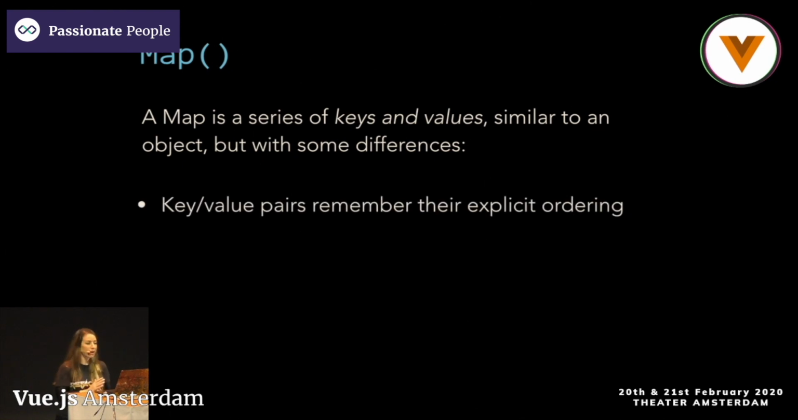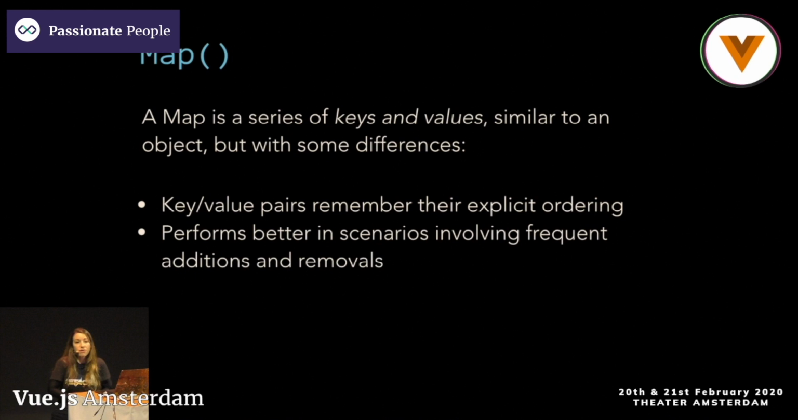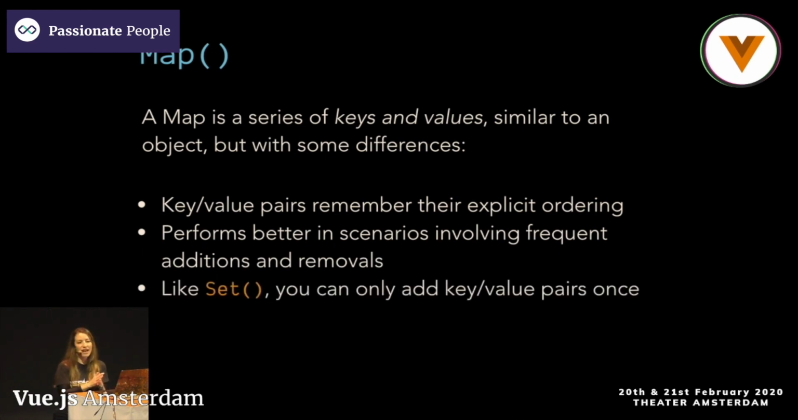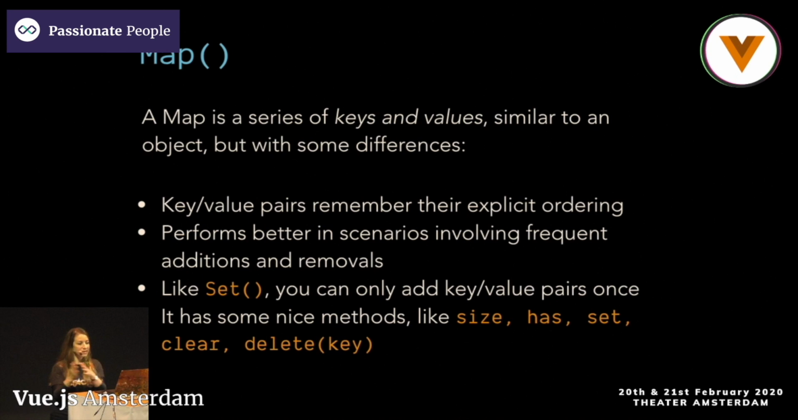Key value pairs, remember, have explicit ordering. They perform better in scenarios where there's frequent additions and deletions. Like set, you can only add the key value pairs one time. And it has some really nice methods like size, has, set, clear, and you can delete by the key.